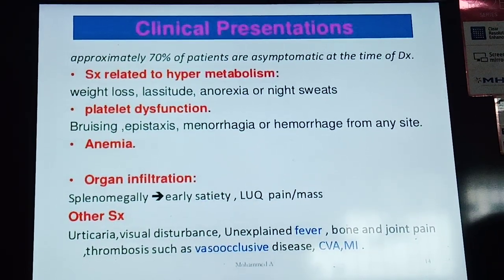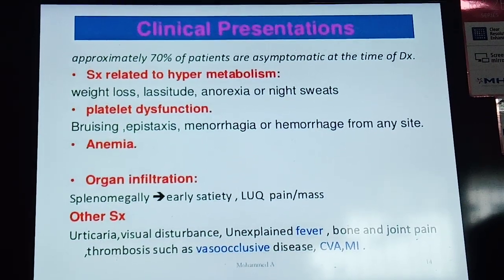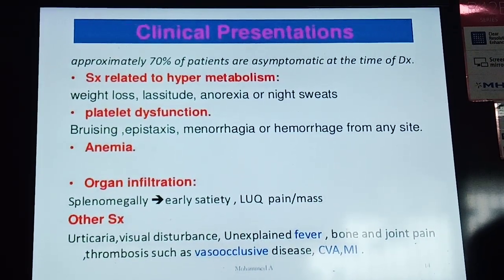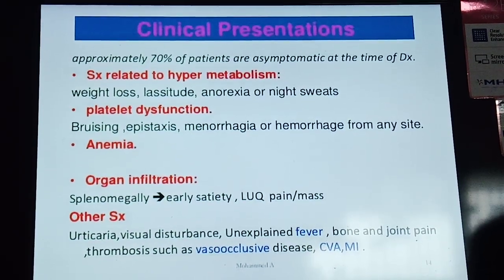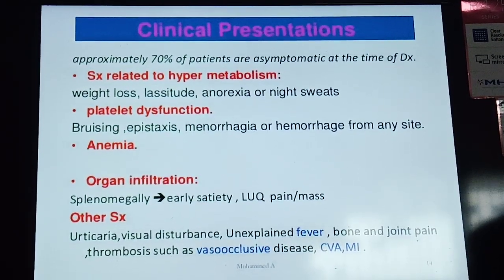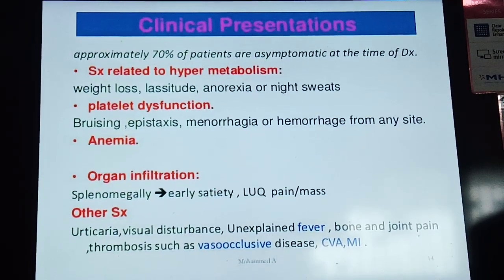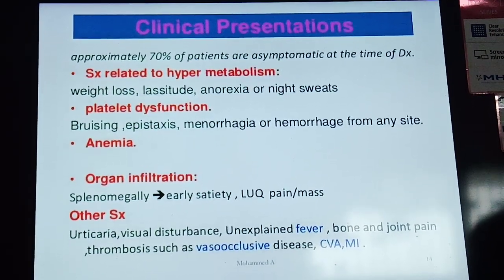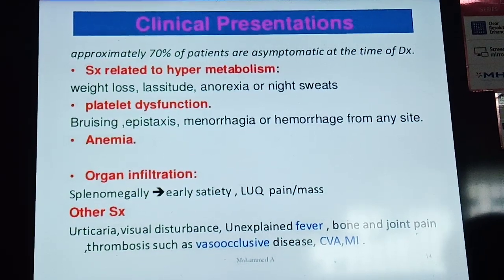quadrant pain or mass due to the increase in size of the spleen. Other symptoms like urticaria, visual disturbances, unexplained fever, bone and joint pain, and thrombosis that can lead to vascular occlusive disease like CVA or MI. So these are the different clinical presentations of chronic myeloid leukemia.